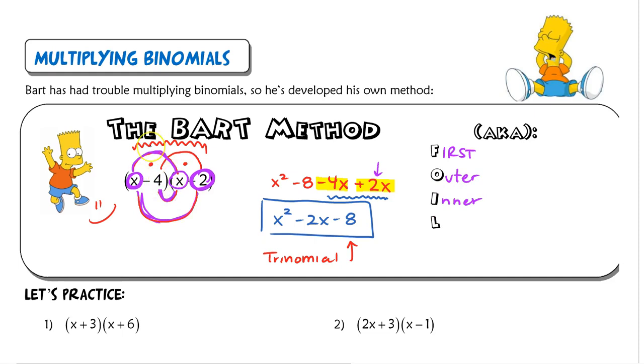That was his nose. And then the last term here actually stands for last. L stands for last. So the last two terms in this case would be 4 and 2. They're the last term in the binomial, right? And that was this other eyeball that we created. All right? So FOIL stands for first, outer, inner, last. Now it's completely up to you how you want to remember how to multiply, but I like Bart's face, so I'll probably use that a lot in class.